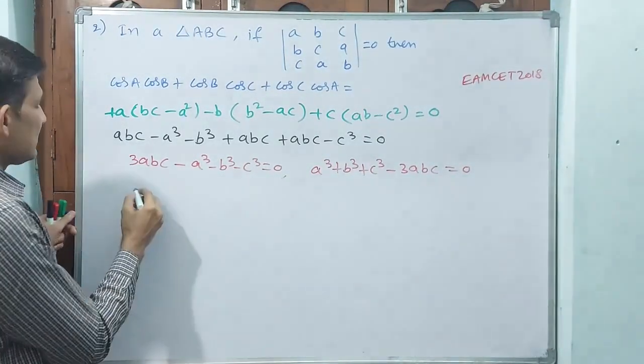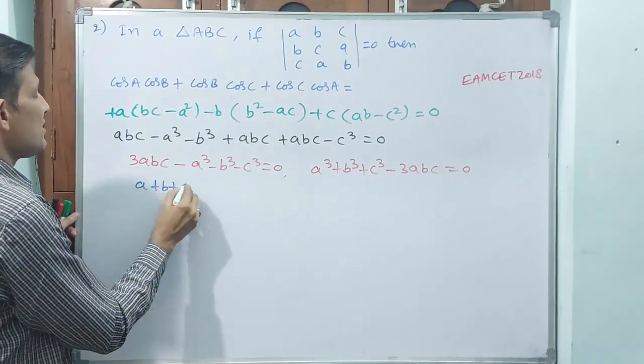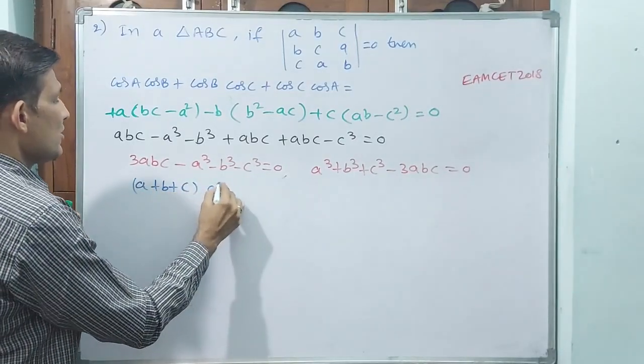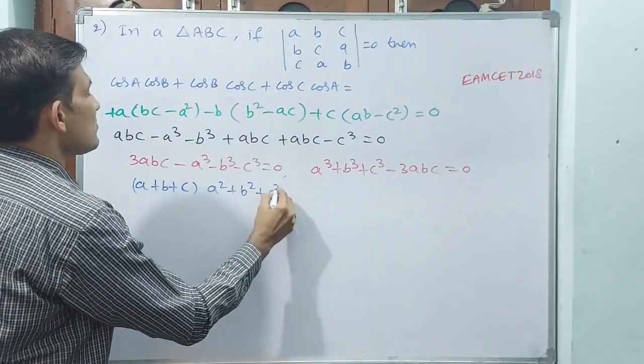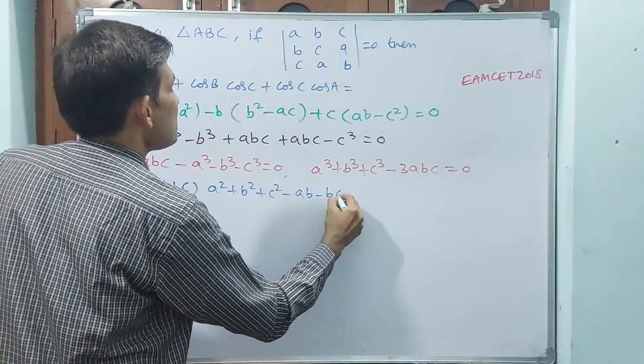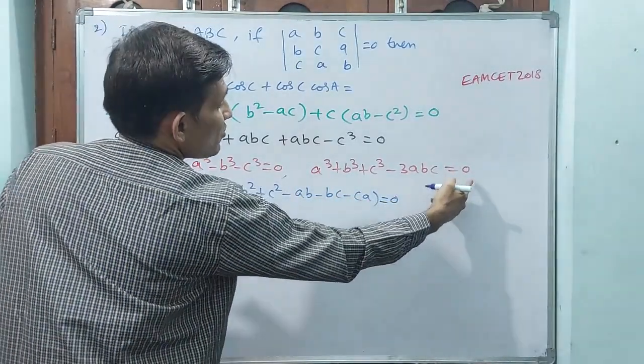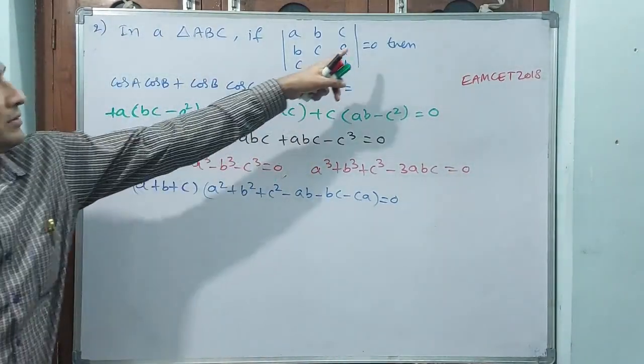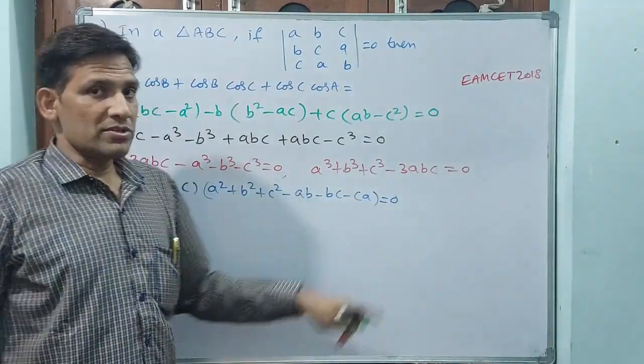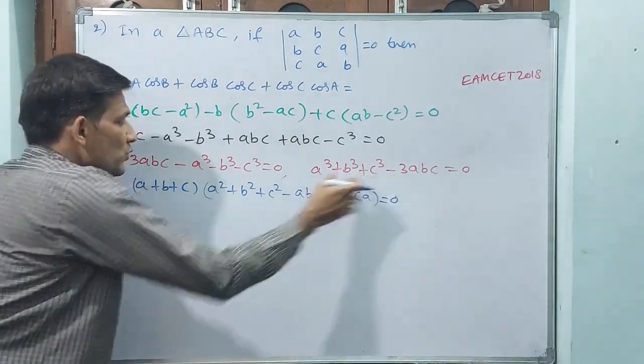Several times you have written, like this also we can write (A + B + C)(A² + B² + C² − AB − BC − CA) = 0. See, equal to 0 is already there. That is why this 0 is continuously coming. Okay, see, this we can modify like this.